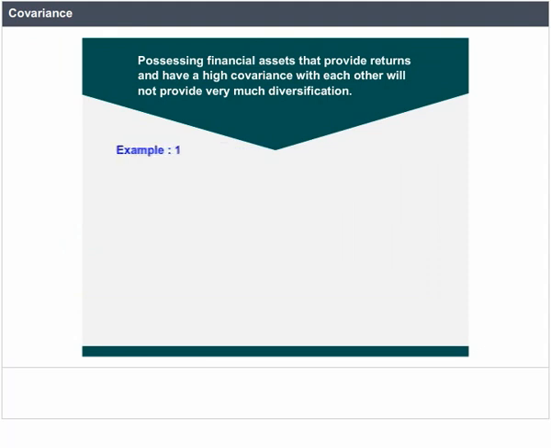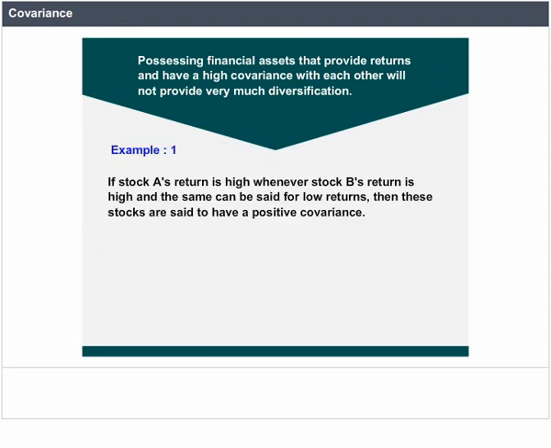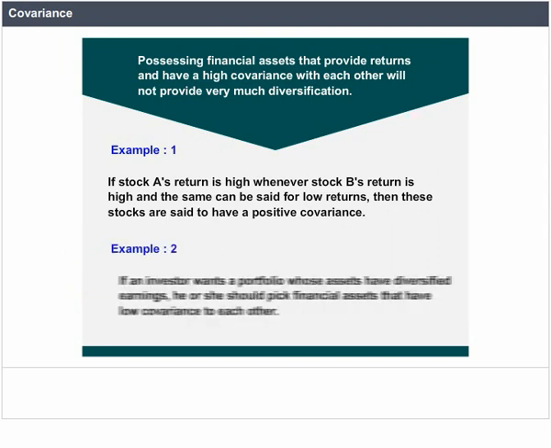Example 1: if stock A's return is high whenever stock B's return is high, and the same can be said for low returns, then these stocks are said to have a positive covariance. Example 2: if an investor wants a portfolio whose assets have diversified earnings, he or she should pick financial assets that have low covariance to each other.